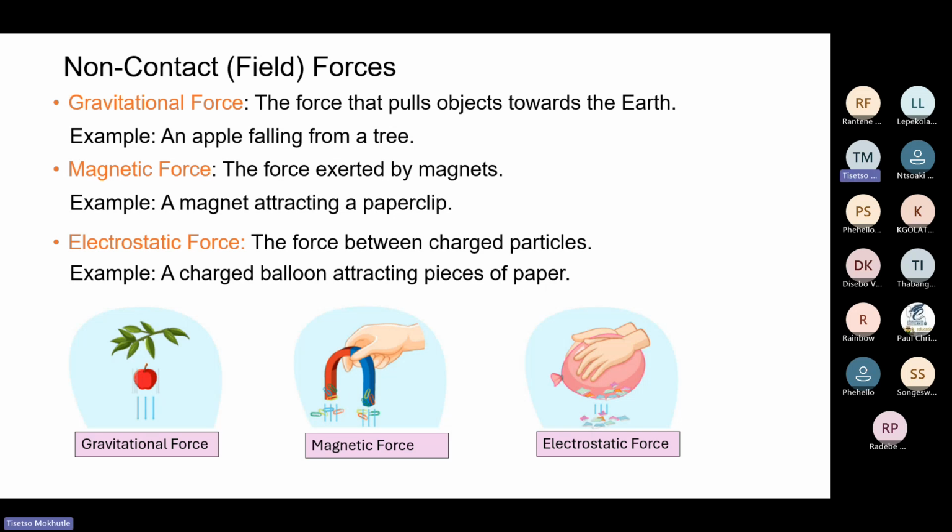Then we have what is called electrostatic force. Electrostatic force is the force between charged objects. An example is a charged balloon attracting pieces of paper. You can just blow a balloon and then rub it against your hair and then bring it closer to pieces of paper. Then the piece of paper will be attracted to the balloon and actually stick onto the balloon.